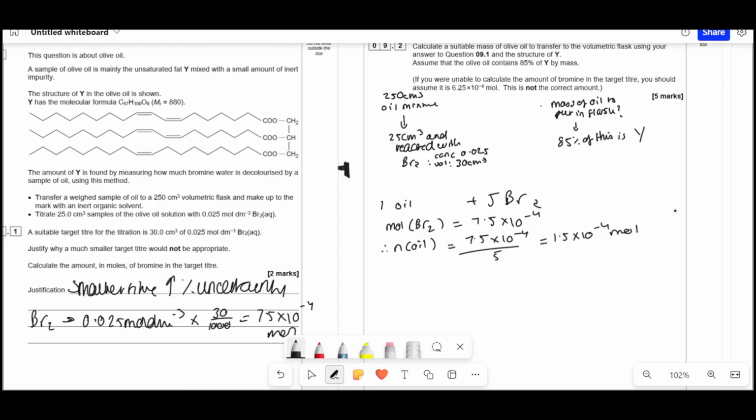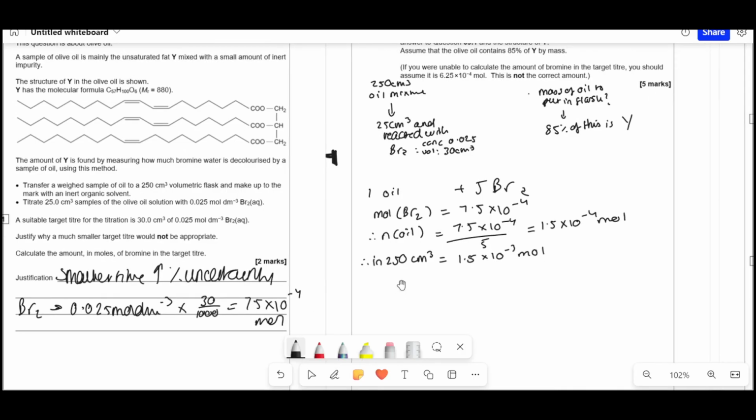But then remember, where is this number coming from? What does it apply to? We know that it's 25 centimeters cubed reacted with this Br2. Then we know that that's how many moles we're going to expect. So therefore, in 250 centimeters cubed, because remember, we took a 25 centimeter cubed sample out, it's going to equal that times 10. So it's going to be 1.5 times 10 to the minus 3 moles of this stuff.